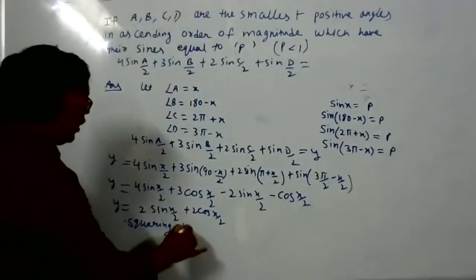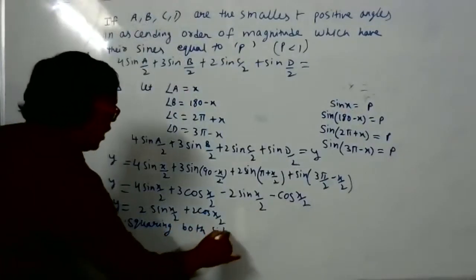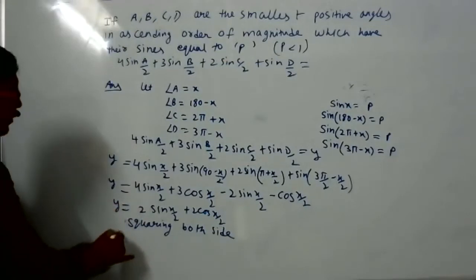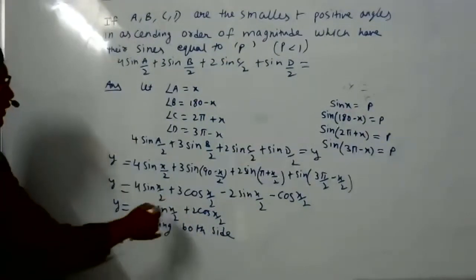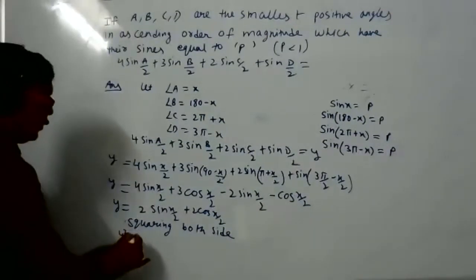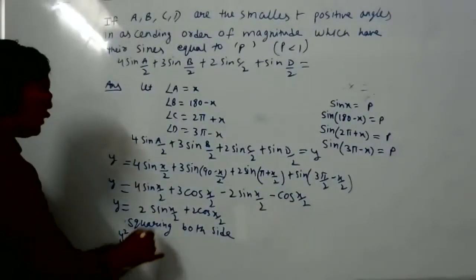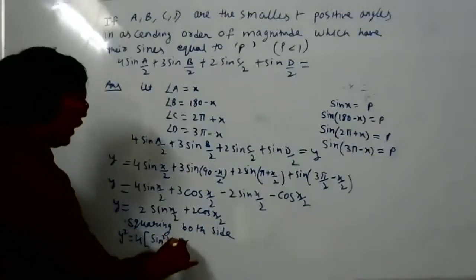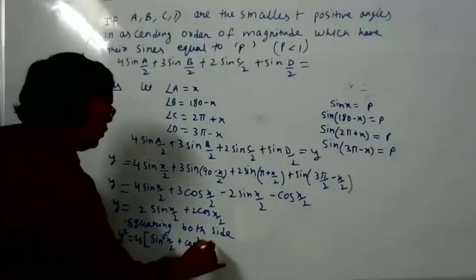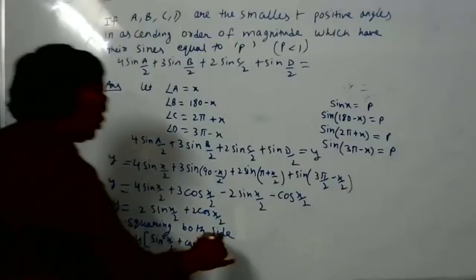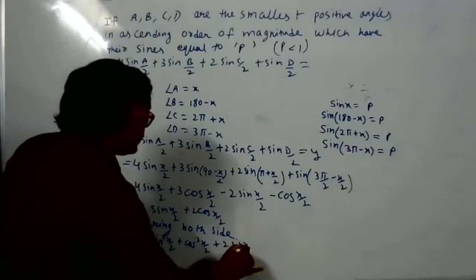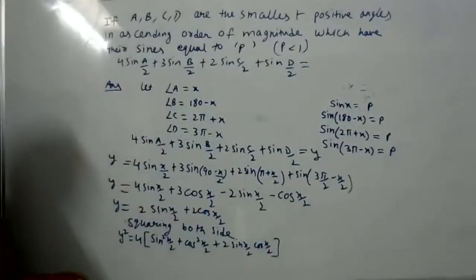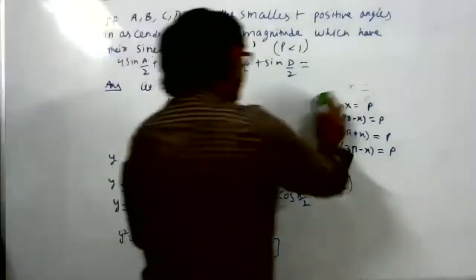Squaring both sides. I think all of you can see the board. Anytime you cannot see the board, ask me. Squaring both sides, what does it become? Y square on the left side. On the right, a plus b whole square. I took 2 common, so 2 common became 4. Sine square x by 2 plus cos square x by 2 plus 2 sine x by 2 cos x by 2.